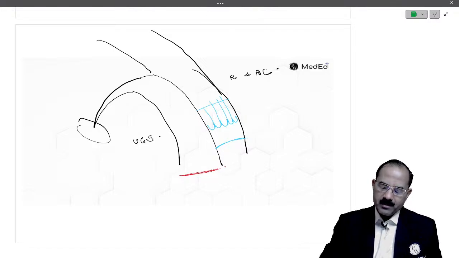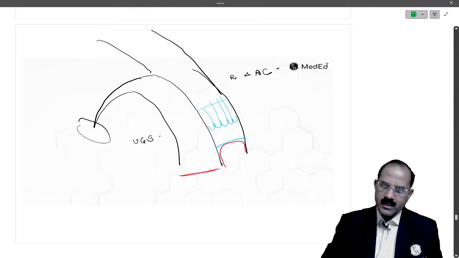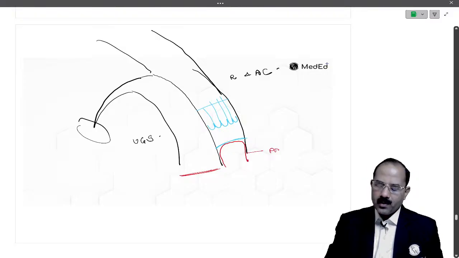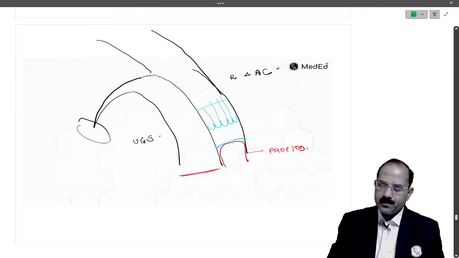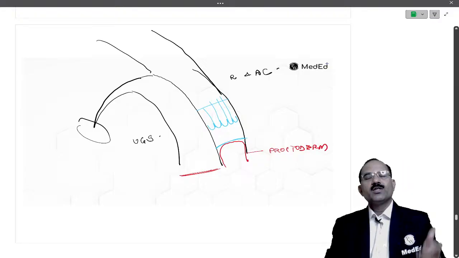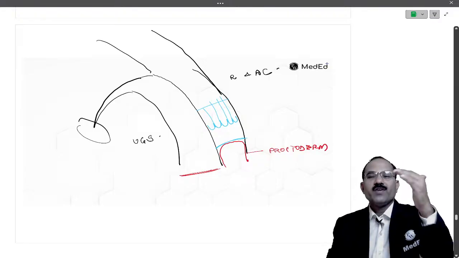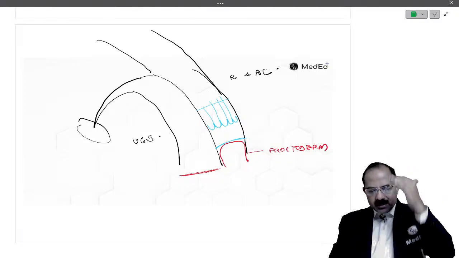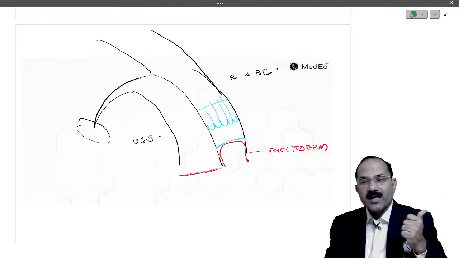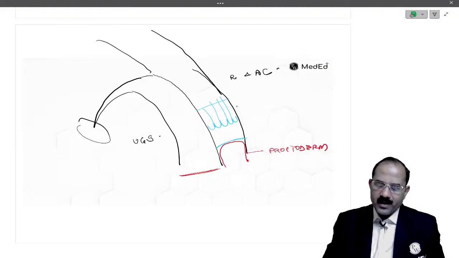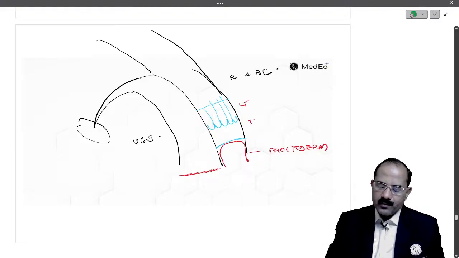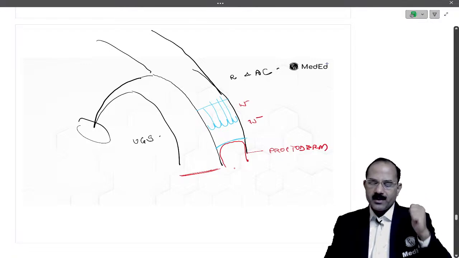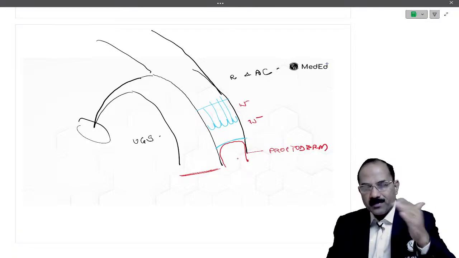This ectoderm is going to invaginate inside, and this is what we call the proctodeum, and that's how we say the lower 8 millimeters of the anal canal is ectodermal in origin, right? Whereas the upper 15 millimeters of the anal canal is endodermal in origin. Endodermal, and the lower 8 millimeters is derived from ectoderm.